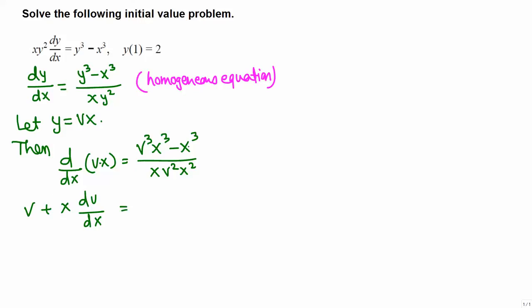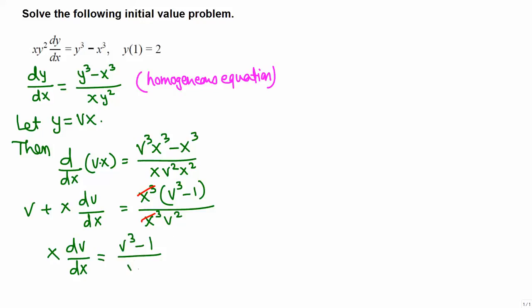On the right hand side we can factor x cubed on the top, so v cubed minus 1 over x times x squared, x cubed v squared, and we can cancel x cubed from top and bottom. So we have v plus x dv over dx equals v cubed minus 1 over v squared, a function of v. So let's move this v to the other side. Subtract v from both sides. So x dv over dx is equal to v cubed minus 1 over v squared, minus v.